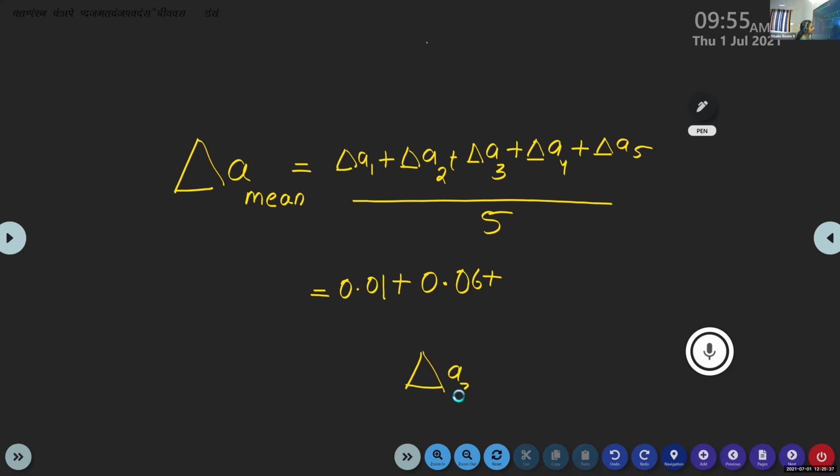Delta A3 is equal to the measured value, that is A3, minus our true value, A true. So we get delta A3 is equal to, what is A3? The third measured value, 2.42, right? So 2.42 minus true value, that is 2.62. Then what is delta A3, Tushar? 2.42 minus 2.62.